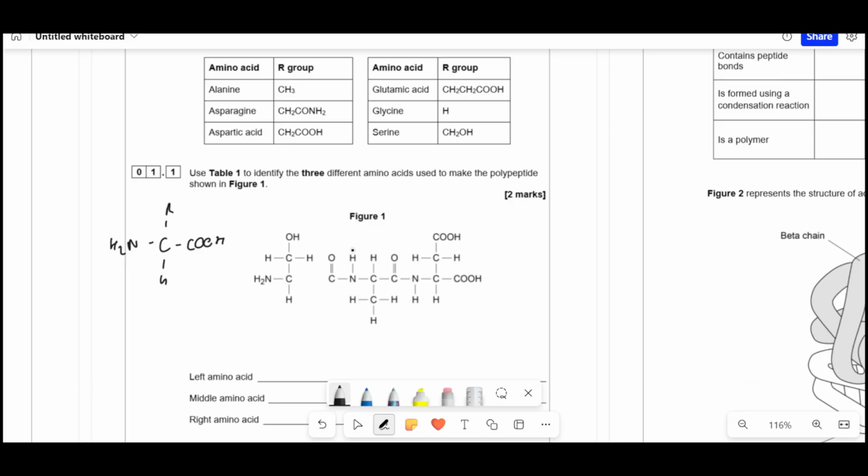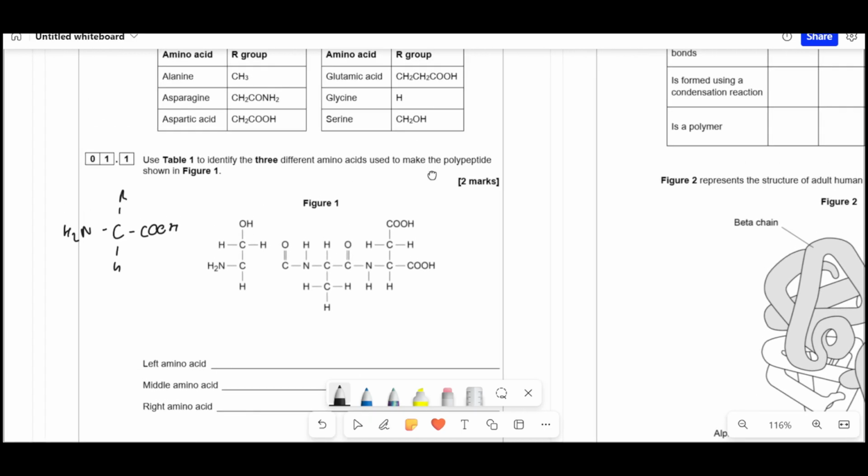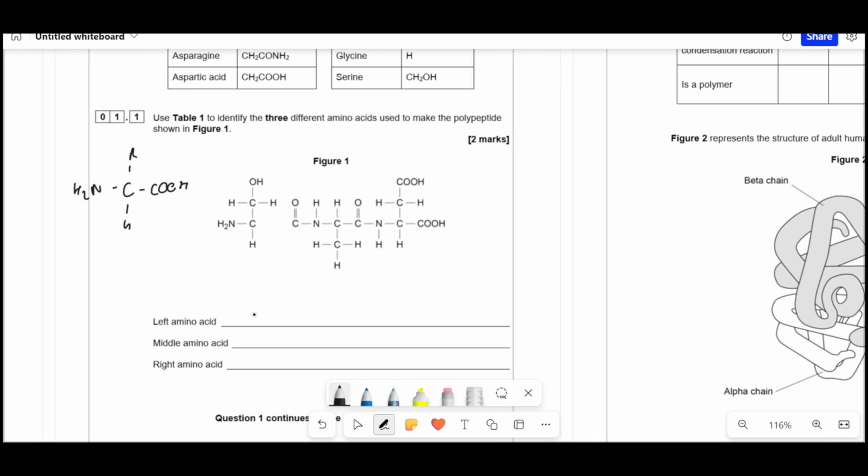So we need to look for where that CCOOH pattern is. Here's a C, here's a C, H2N. If you look, that's probably linked there. So you've got a C double bond O. That's the core of one amino acid. There's an H there, so that has to be the R group. So this left amino acid's R group is that, which they've told you in the question is serine.